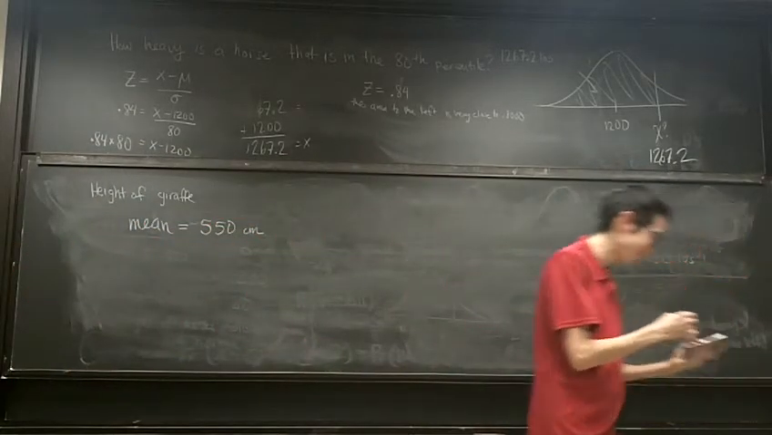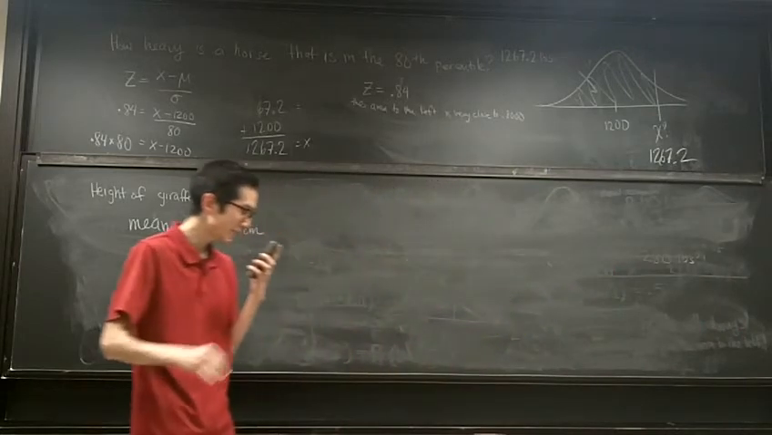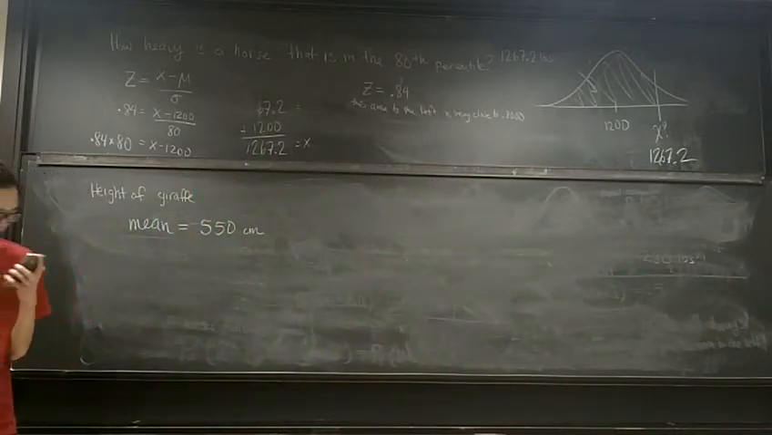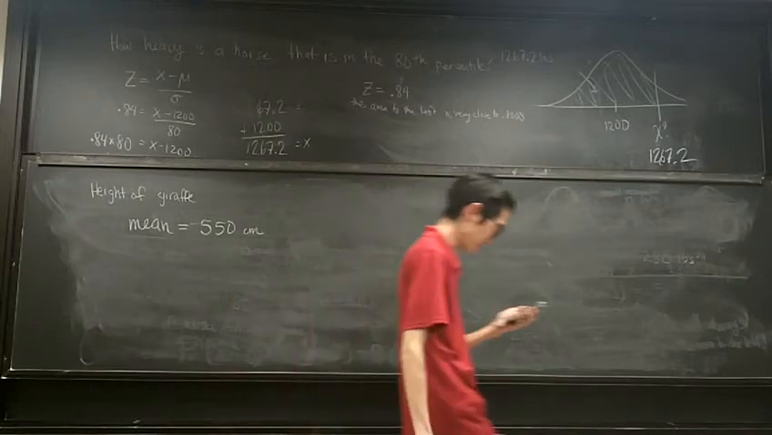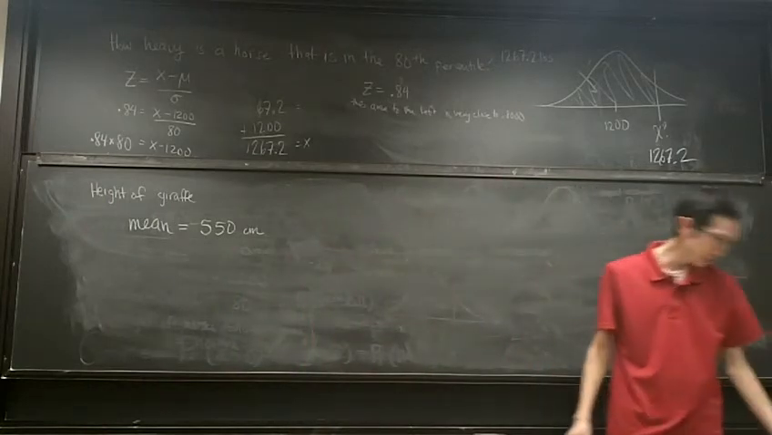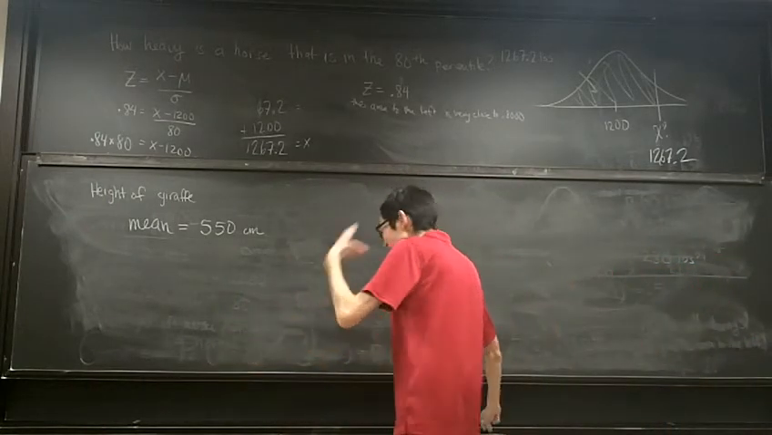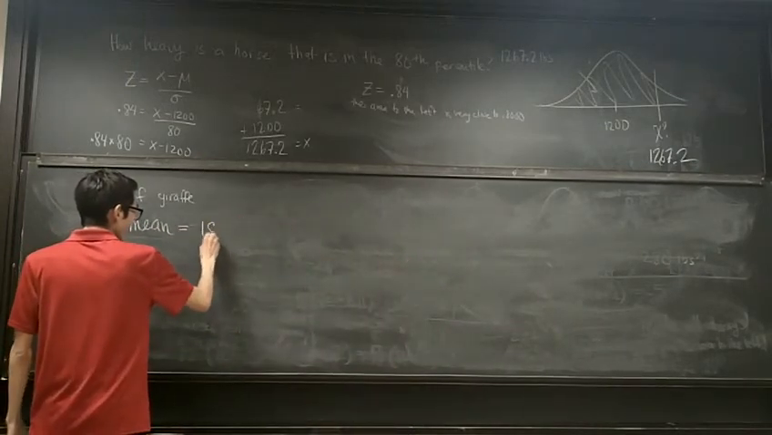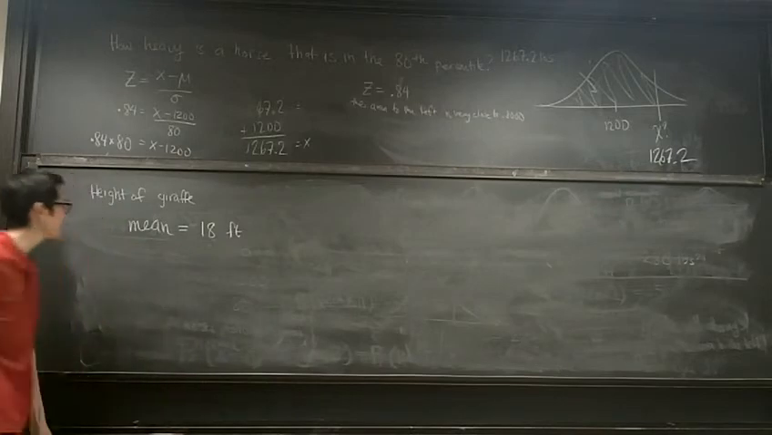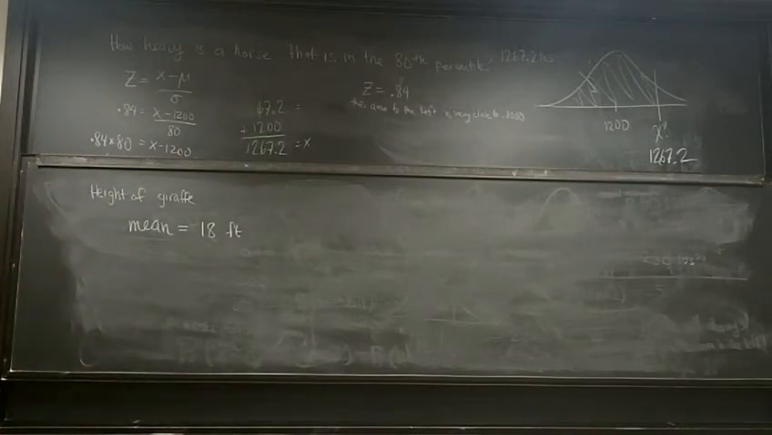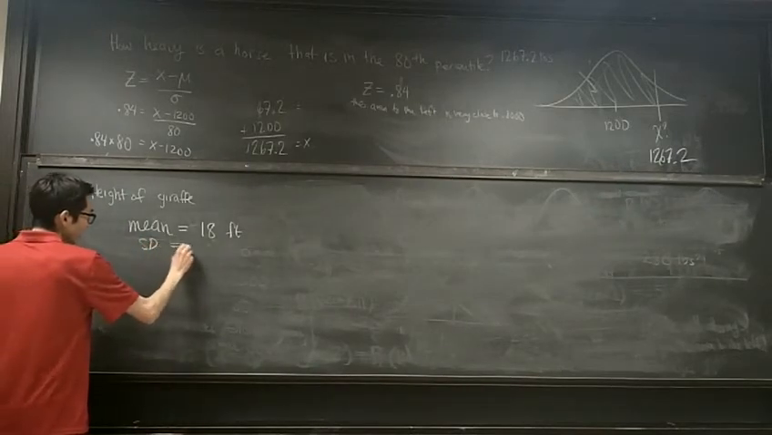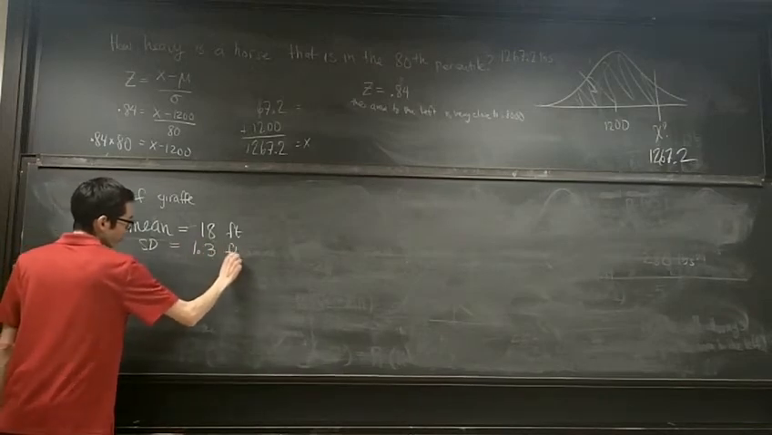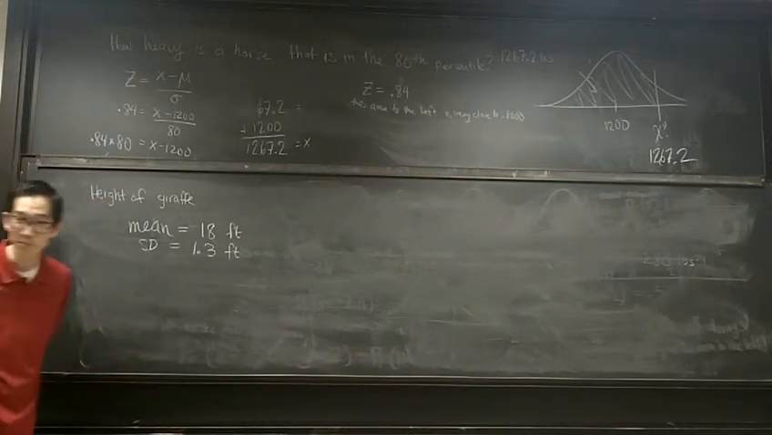Let's ask Google, all right? 550 centimeters in feet. 18.044 feet. Okay, that's easier for me. Alright, let's just say this is the case. 18 feet is our mean height of a giraffe. And let's say the standard deviation is 1.3 feet. I don't know, I'm just making this up.